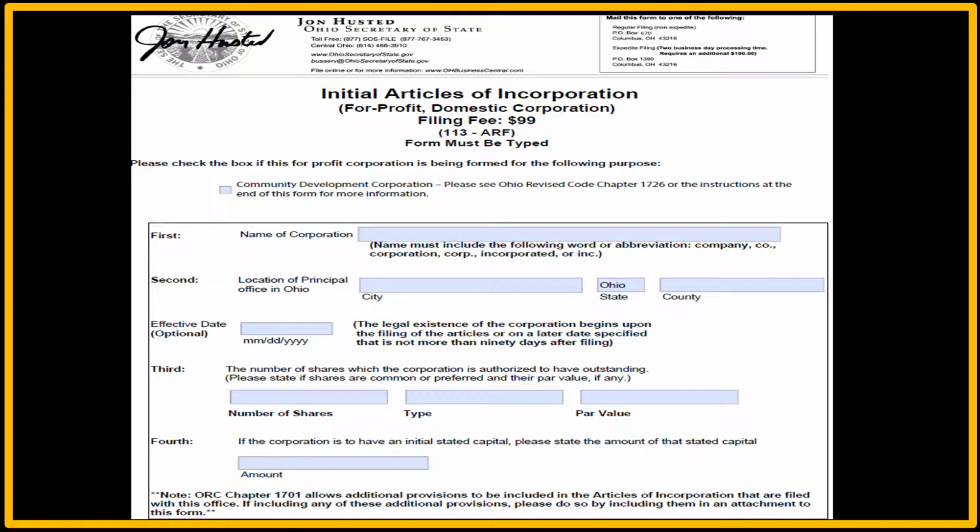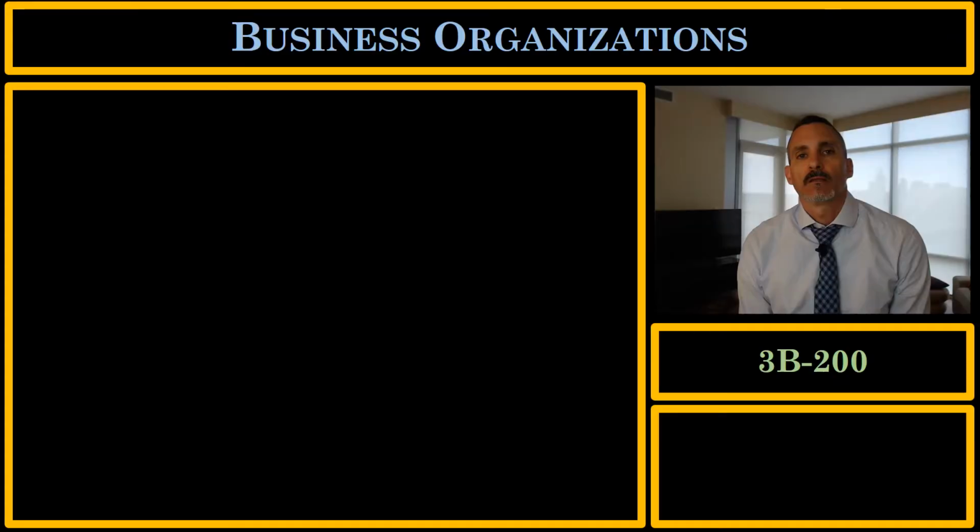Okay, now let's look at the next topic. And for the next topic, I want to look at the Ohio form. Look down here. It talks about type of stock, type of shares. Let's discuss that in a little bit more detail.